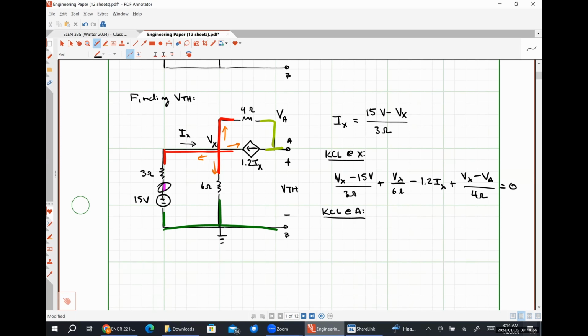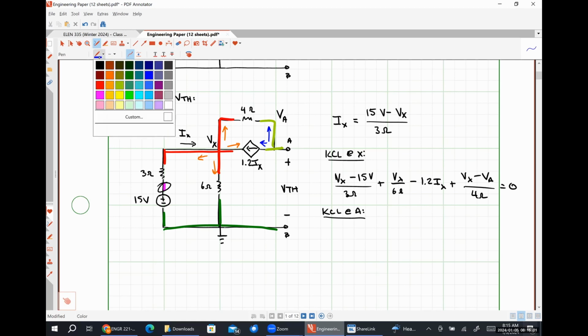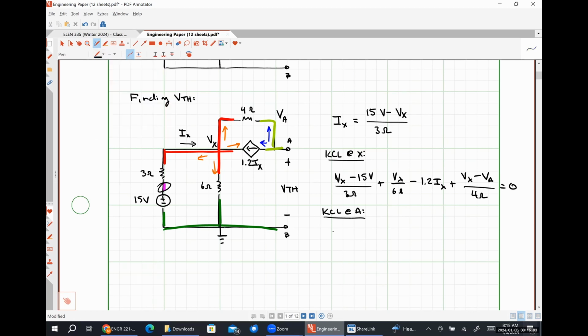All right, so KCL at A, we are going to have this current up and this current to the left. So the current to the left is positive 1.2 IX, and the current up is VA minus VX divided by 4 ohms. And now we have 3 equations with 3 total unknowns. So I'm going to leave this as a 3x3 system so that I don't have to do any more work.